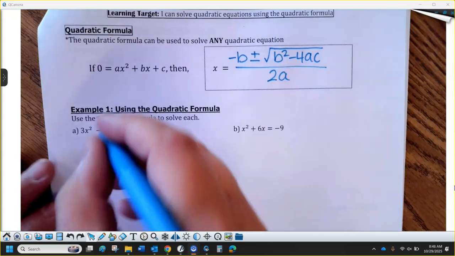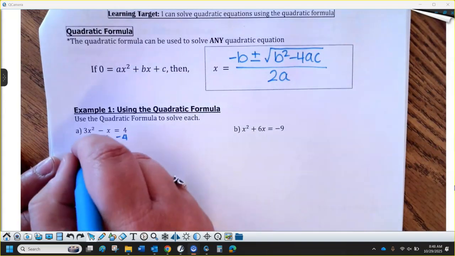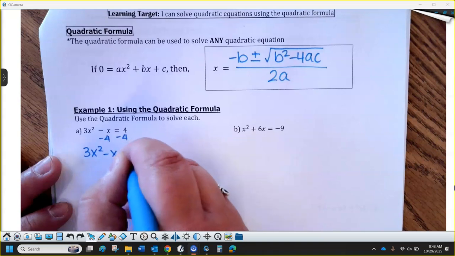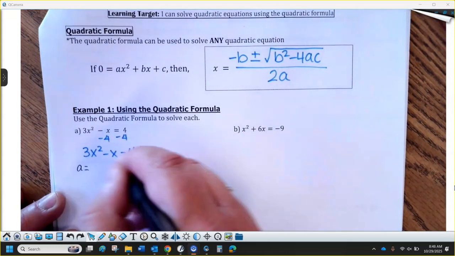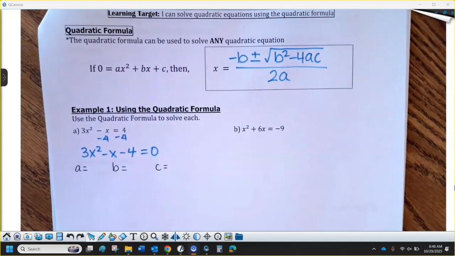So I'm just going to do the least amount of work possible, and that would be to just subtract 4 to the other side, just real quick. And you have to make sure it's set equal to 0 before you identify your a, b, and c values to plug into that quadratic formula. Okay. Now, if you want to just plug it into the formula, that's fine, but I'm going to go ahead and write these values down.